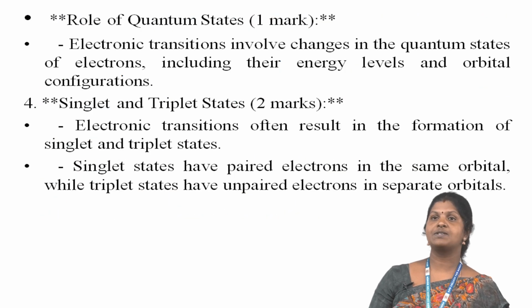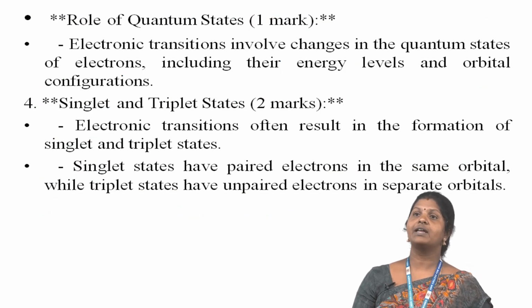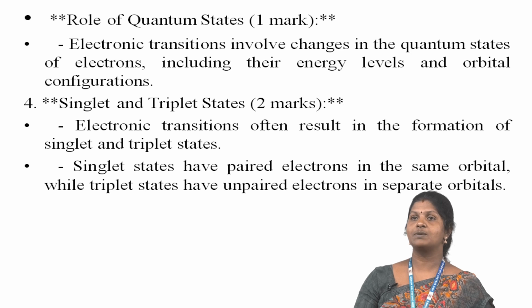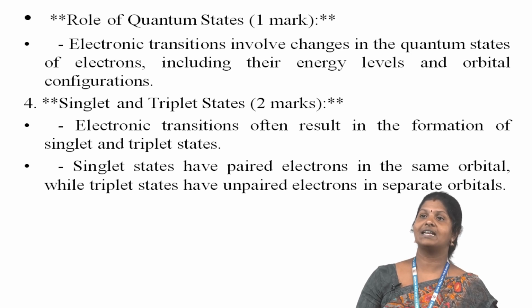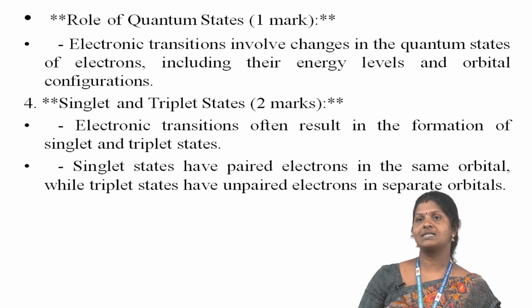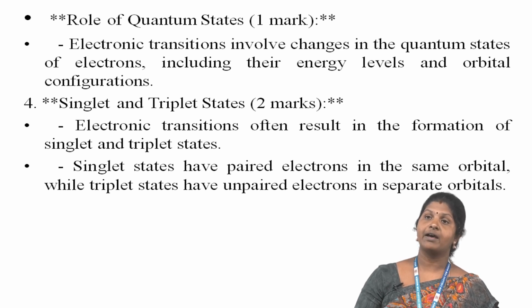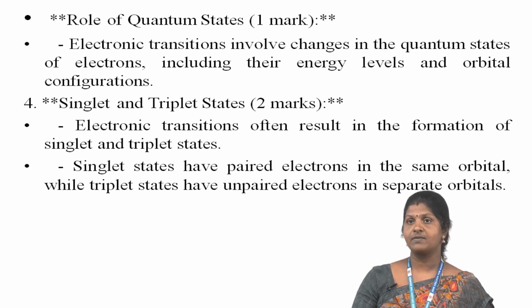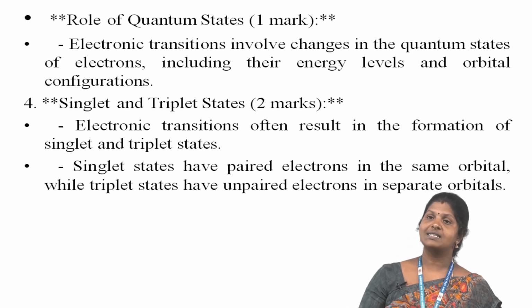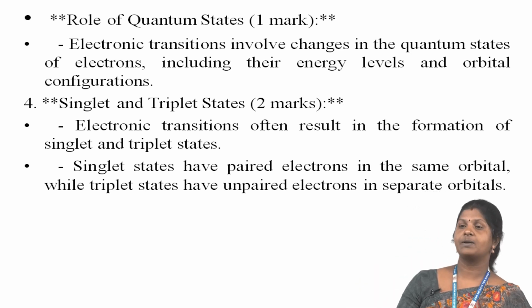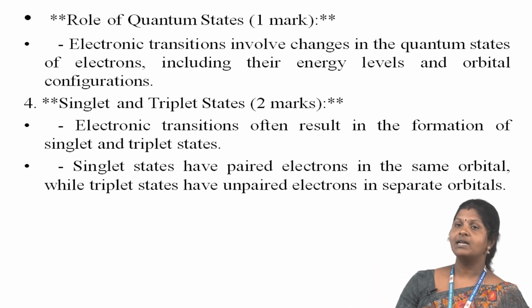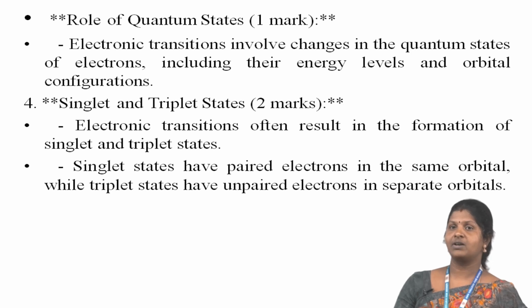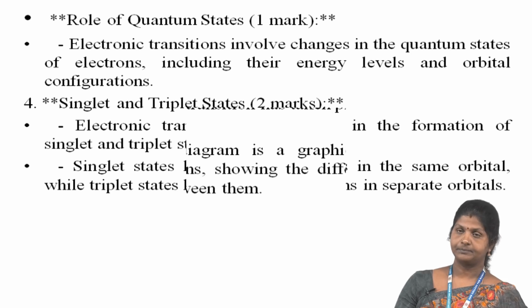The role of quantum states. The electronic transition involves changes in the quantum state of electrons, including the energy levels and orbital configuration. Then singlet and triplet states. The electronic transition often results in the formation of singlet and triplet states. The singlet state has paired electrons in the same orbital, while the triplet state has unpaired electrons in separate orbitals.